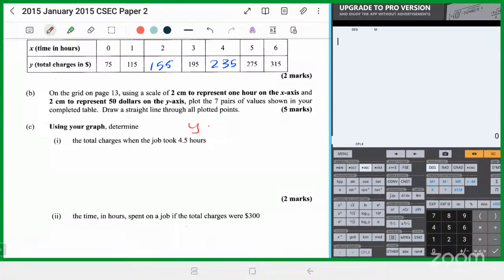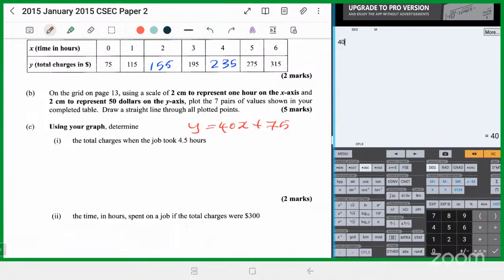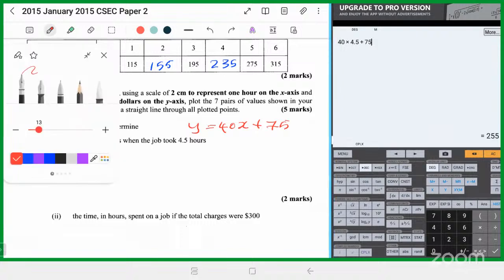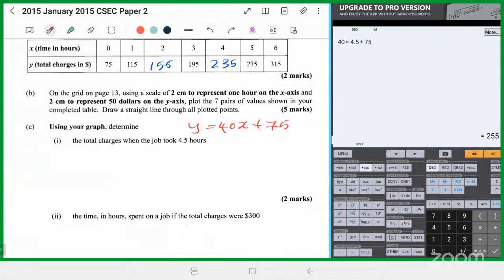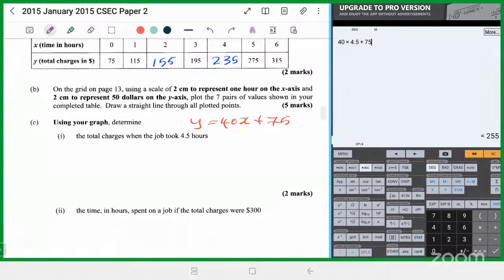Remember, y equals 40x plus 75 is the formula. So I'm going to work it out and see when x is 4.5. Let's work it out. 40 times 4.5 plus 75. I'm supposed to get 255. I still have to go and do it on the graph. Let's draw those lines in purple. So I'm going to 4.5 hours, and the answer is supposed to be 255.